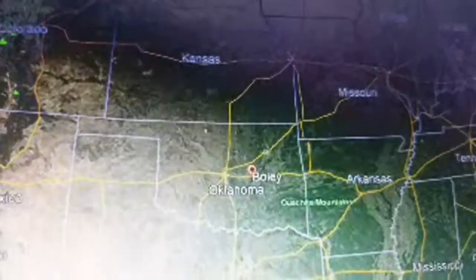And then Boley, Oklahoma. That is actually one of the things that had come out of the first Exodus out of the South. Many black people had left and gone west to settle. Many remained poor, some founded towns.